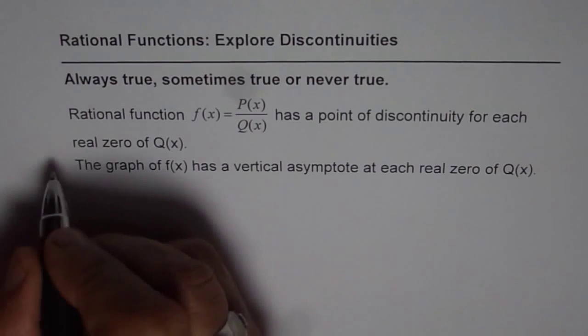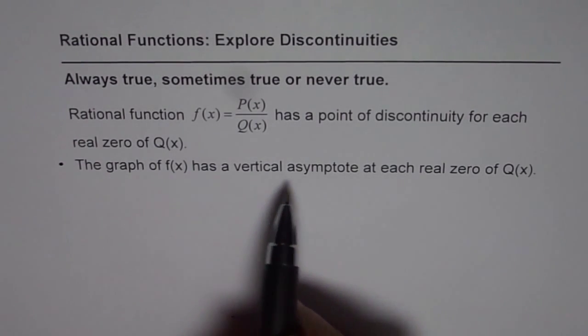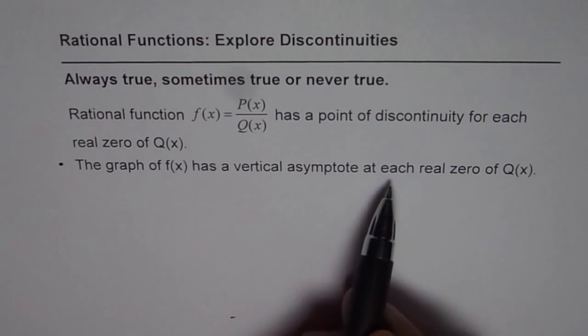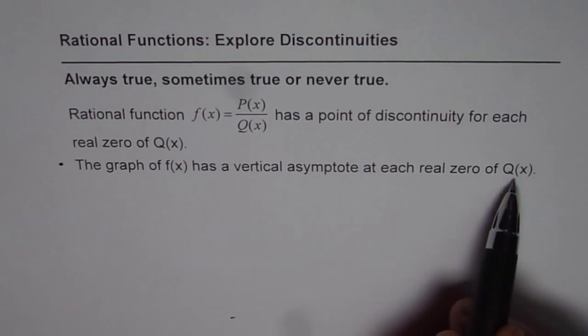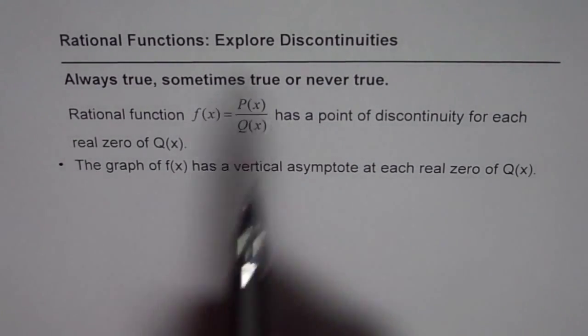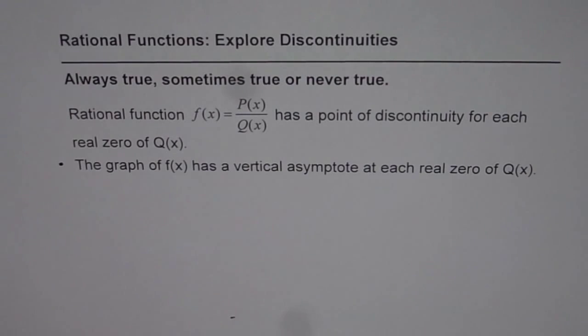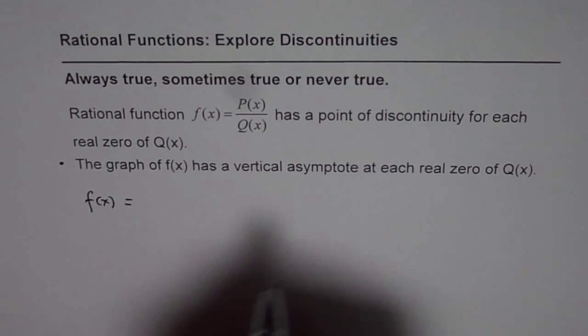Now this question for you is, the graph of f of x has a vertical asymptote at each real zero of q of x. This statement, is it always true, sometimes true, or never true? That is the question for you. So you can pause the video and answer the question. Here are a few functions to look into before you really answer.